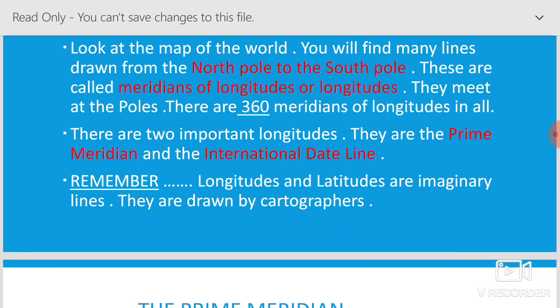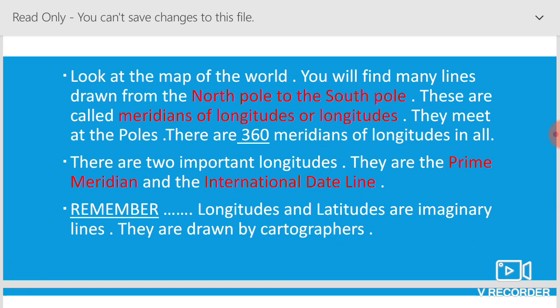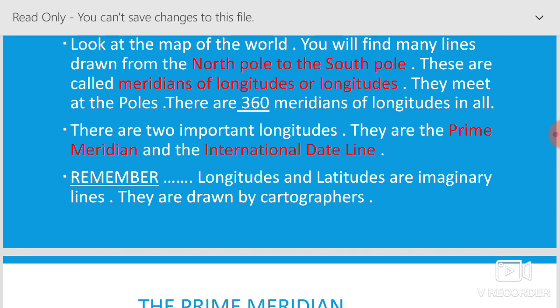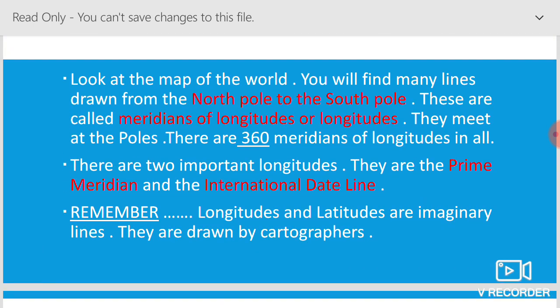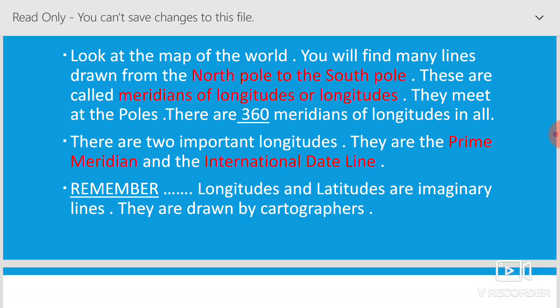There are two important longitudes. They are the prime meridian and the international dateline. Remember, the longitudes and latitudes are imaginary lines. They are drawn by cartographers.